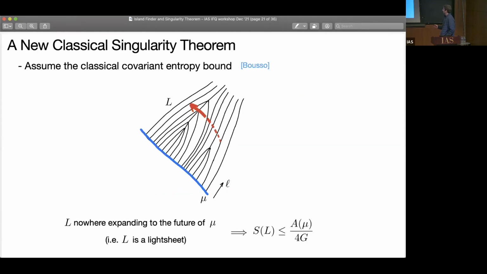Okay, but let me tell you about the central assumption of the classical singularity theorem, which is the classical covariant entropy bound, the original Bousso bound. The statement of that is: starting from some surface μ, if you shoot out a null hypersurface orthogonally to μ, call that L, such that L is nowhere expanding to the future of μ, then the entropy crossing L is less than or equal to the area of μ divided by 4G. In some appropriate sense, this is the classical limit of the quantum covariant entropy bound, but I won't get into that.